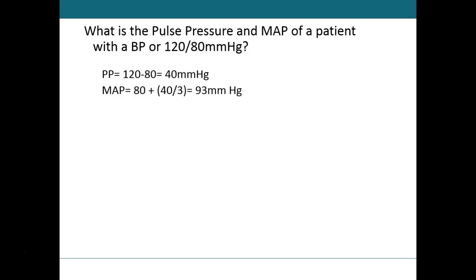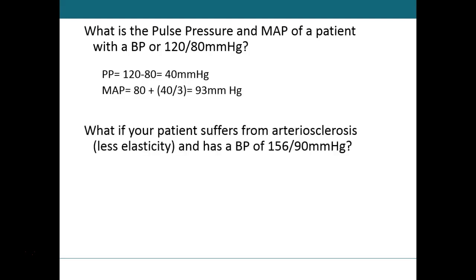And of course we know that does fall in the normal range, so this patient would have a normal mean arterial pressure, and with it being in the normal range, we would not be as worried about cardiovascular disease or tissue perfusion. All right, let's look at something else.